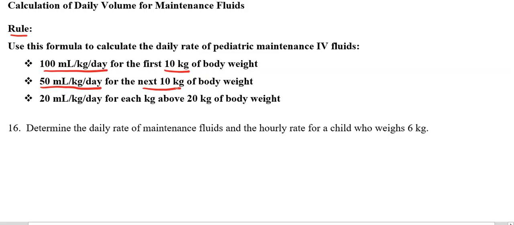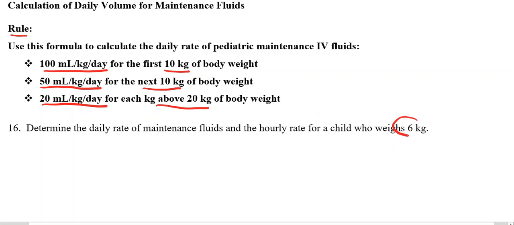So if somebody weighs less than 20, that's all you're doing. But if somebody weighs more than 20 kilograms, anything above 20 kilograms, they're getting 20 milliliters per kilogram per day. And this is for above 20 kilograms of body weight. So let's look at 16.